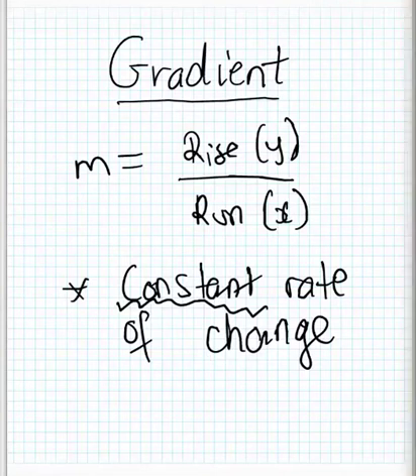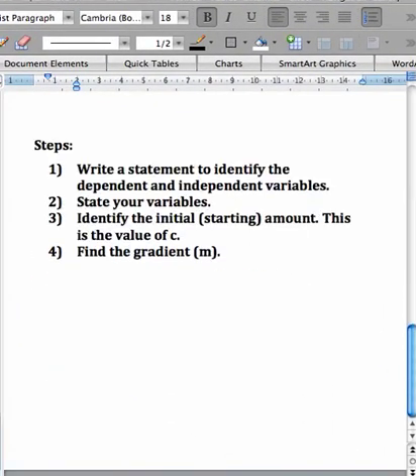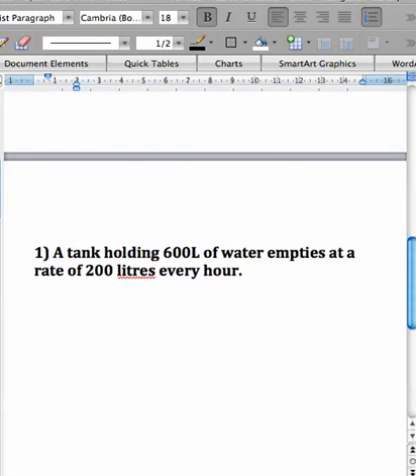So if you have a look at our problem, a tank holding 600 liters of water empties. That's also important. Empties at a rate of, so a key word here that you can see where the gradient is, we've got rate of 200 liters, every is another key word. So that's pointing to where the gradient is given to you. So empties at a rate of 200 liters every hour, or every 1 hour. And there it is, the gradient is right there. That's the rate of change, 200 liters every 1 hour.